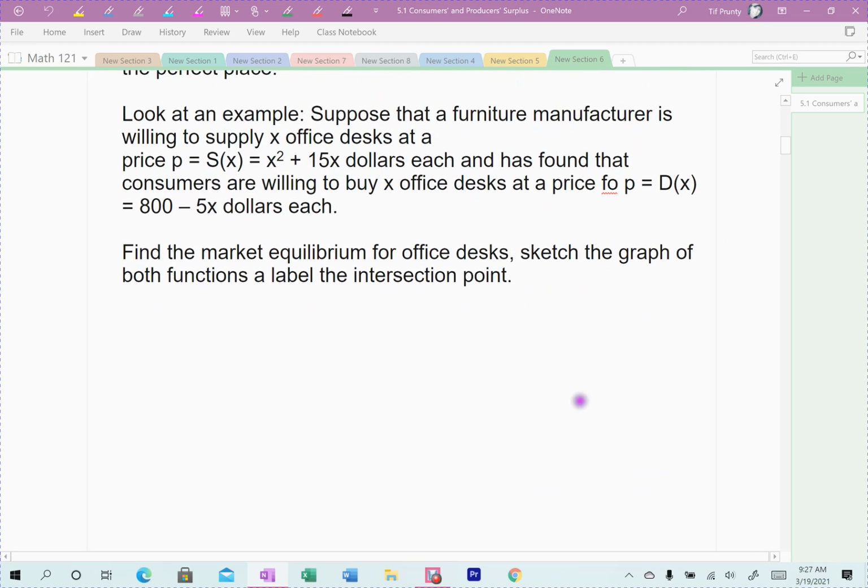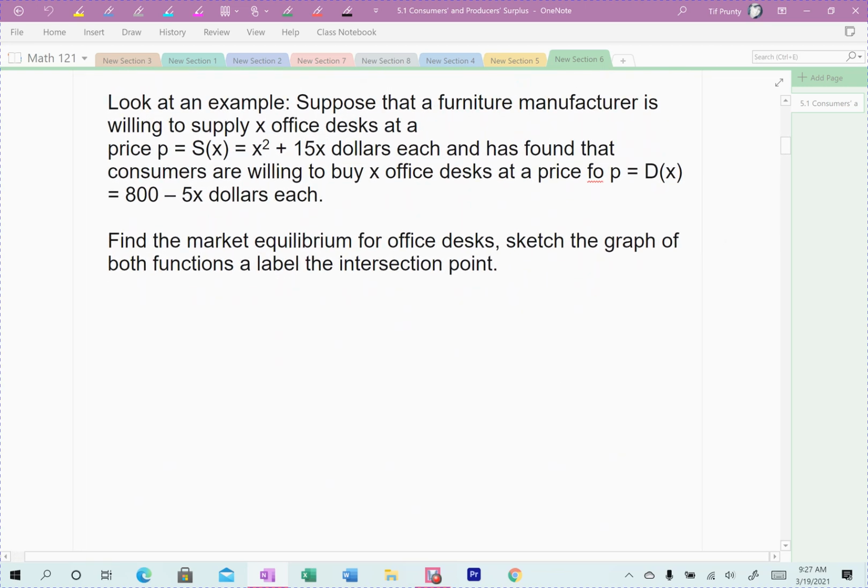We'll look at an example of a supply and demand function where we'll find market equilibrium, because when we find our market surplus, we're going to look at it in terms of the perfect market. Usually competitive markets tend to fluctuate near market equilibrium. Market equilibrium is when supply is equal to demand. It's the intersection point when we sketch the graph, where the two functions intersect.